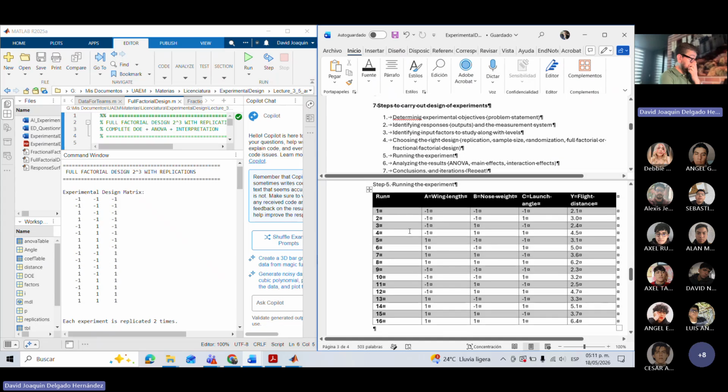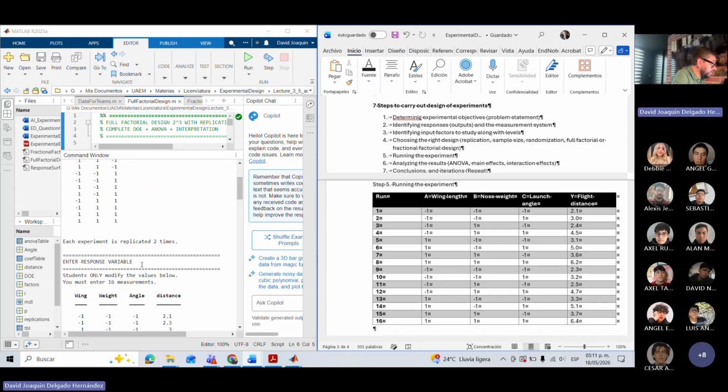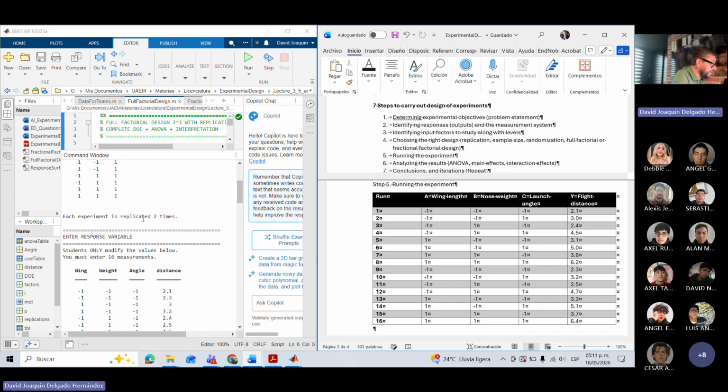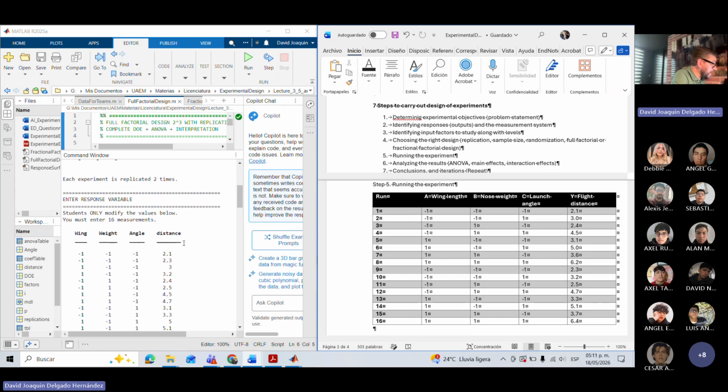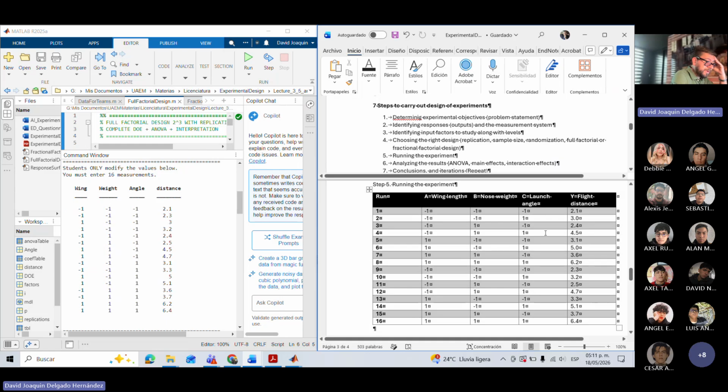So here are the combinations, right? Minus one, minus one, minus one. But this is automatically generated by the MATLAB commands. Each experiment is replicated 2 times, and here are the distances recorded. Do you remember that I put 2.1, 2.3? Well, here the order is a little bit different, but it is exactly the same. Here the replication is for the same experiment.